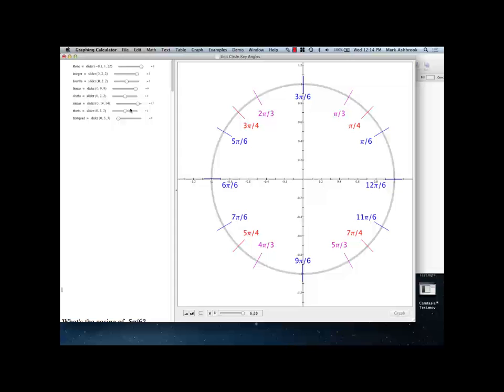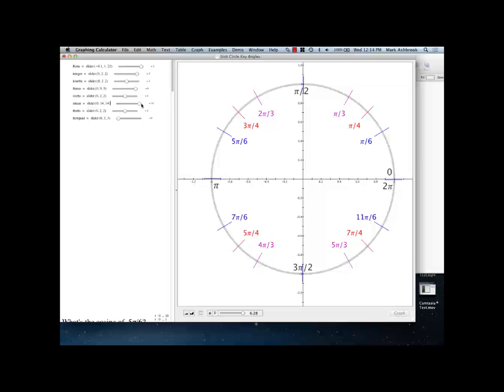And then finally, we've got the 4 easiest angles, which we knew what those were already. So we'll switch those back to pi over 2, pi, 3 pi over 2, and 2 pi. So these are what we call the 16 key angles.